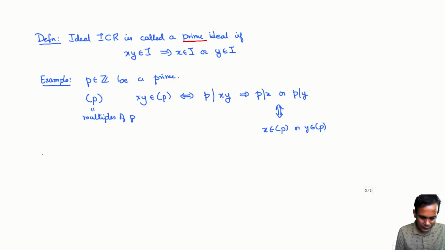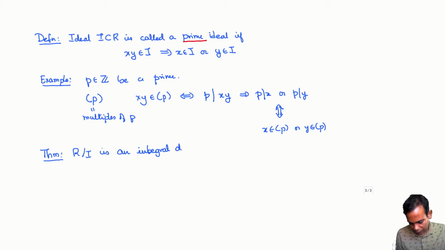And now here's a result about quotients by prime ideals. Theorem: R mod I is an integral domain if and only if I is a prime ideal.